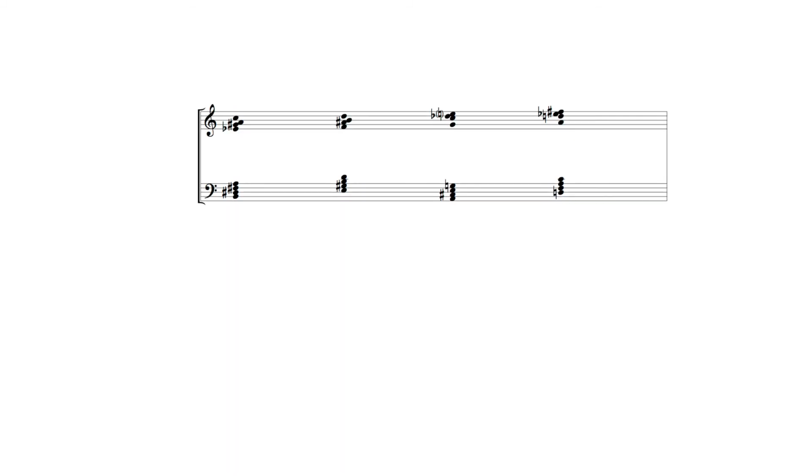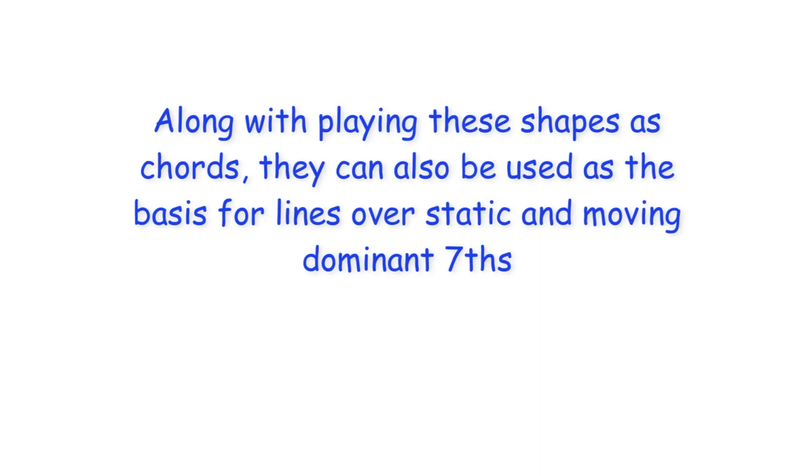When the same shape ascends in major seconds, the following extensions and alterations are produced. Along with playing these shapes as chords, they can also be used as the basis for lines over static and moving dominant 7ths.